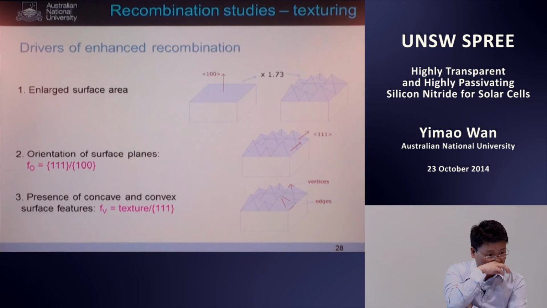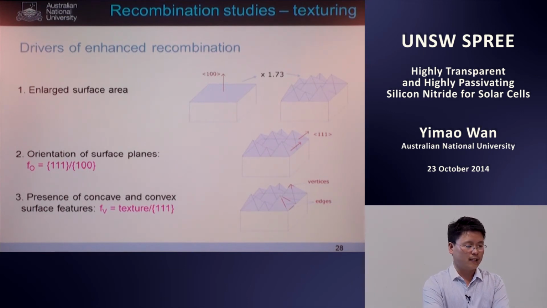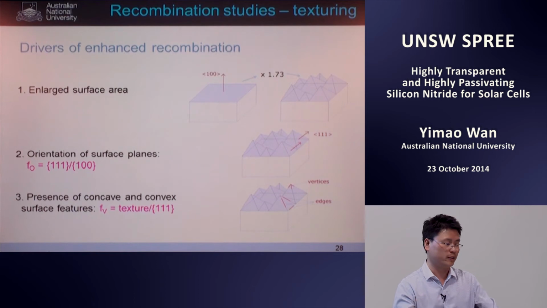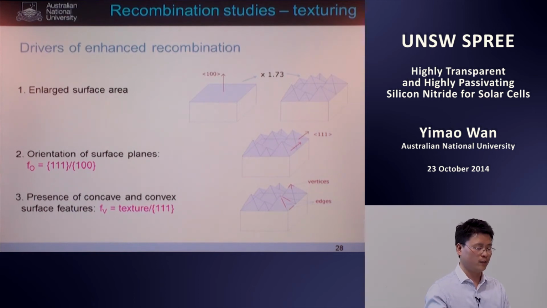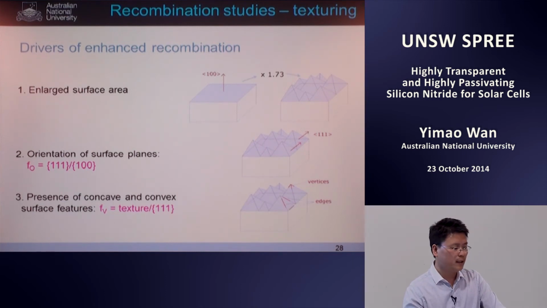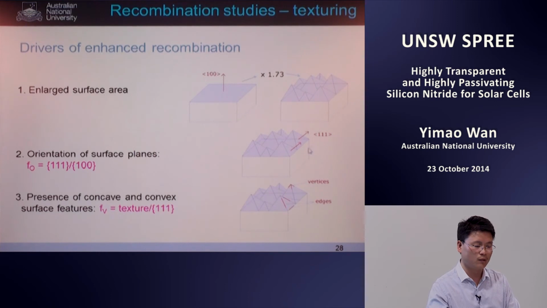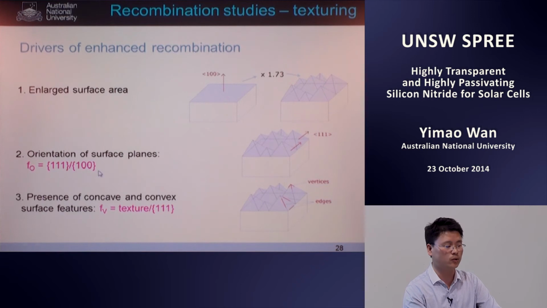So for the recombination at the texture surface, there are 3 drivers usually proposed for the enhancement of recombination at texture. The first one is enlarging the surface area, like by converting planar to texture or pyramids. We have a close to ideal case, like 1.73 times higher, a factor of 1.73. And the second factor is the 111 oriented surface at the texture surface. We denote this factor as FO, comparing the recombination of 111 to 100.